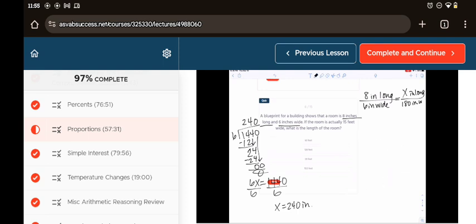So I'm going to erase and make some space. 240 inches is to X number of feet, and 12 inches is to 1 foot. So X times 12 is 12X. 240 times 1 is 240. I'm going to divide by 12 to isolate the X.